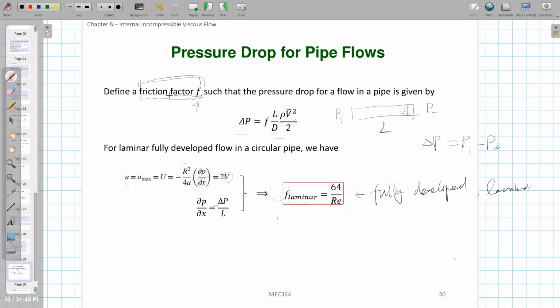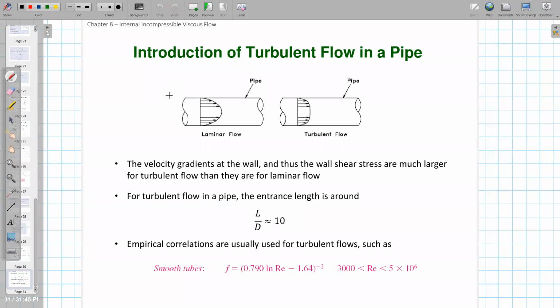Okay, and the last topic of this chapter is that I want to give you some basic introduction to the turbulent flow inside the tubes. All we talked about before is for the laminar flow.